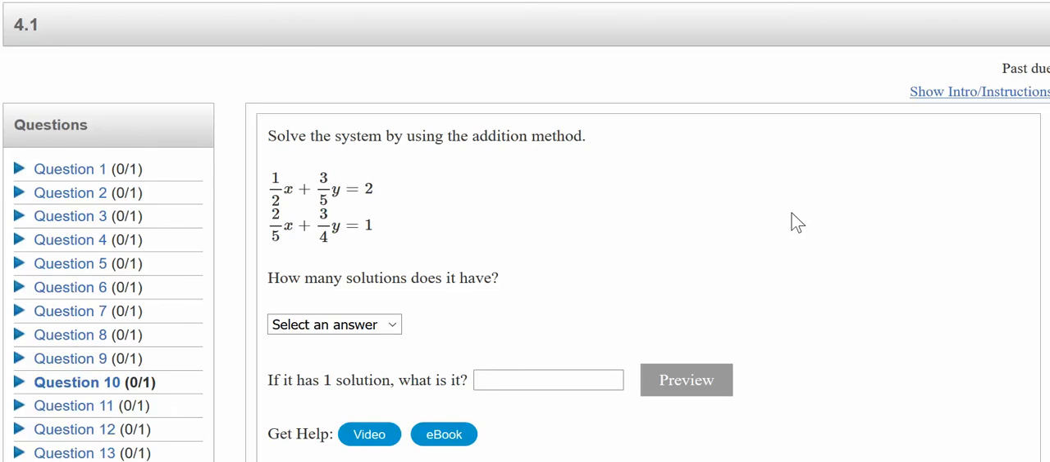All right, another question came in regarding 4.1, number 10, and I have it queued up right here. It's 1/2 x plus 3/5 y equals 2, and 2/5 x plus 3/4 y equals 1. How do we do this? Do the addition method. I think it came up because there are fractions in here, so let's talk about it.